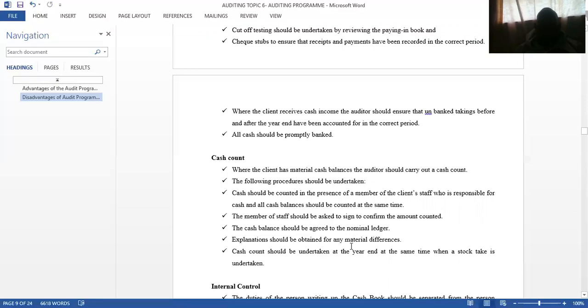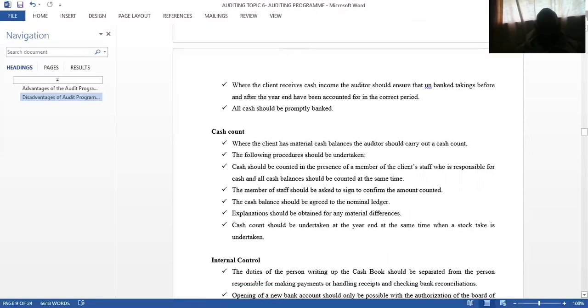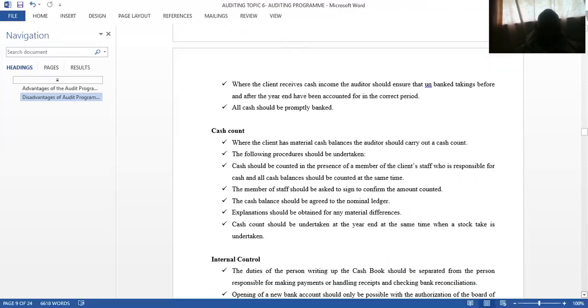Explanation should be obtained for any material differences. The cash count should be undertaken at the year end, at the same time as the stock take, because it is at that point that you reconcile the amount of money that was spent in buying stock. Because you have counted stock, you should also count the amount of cash.